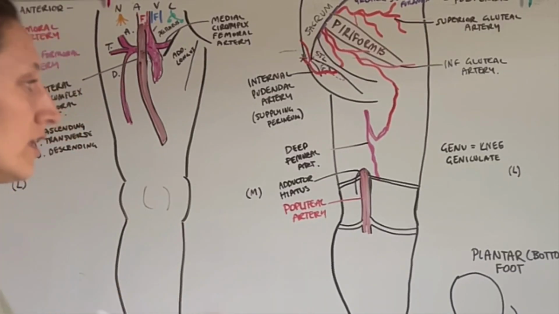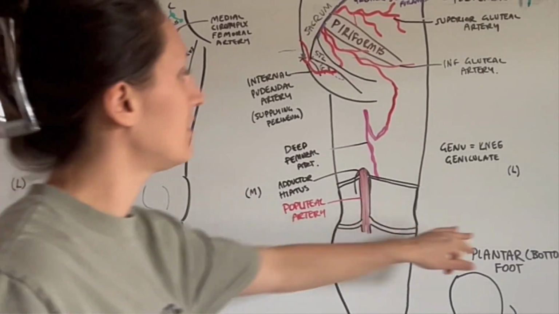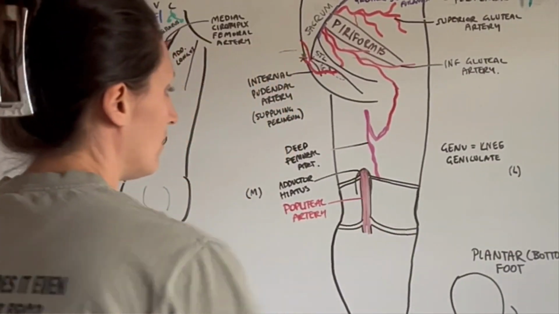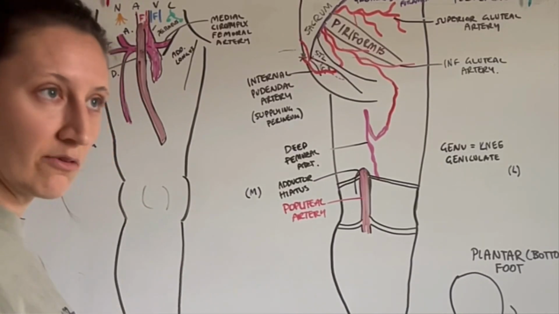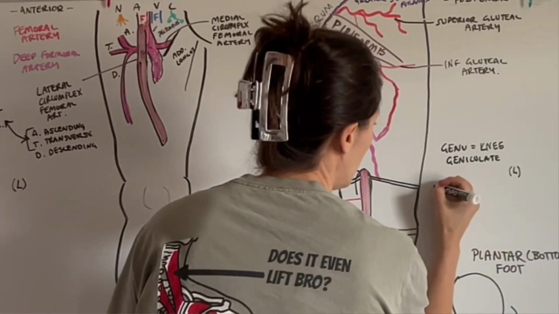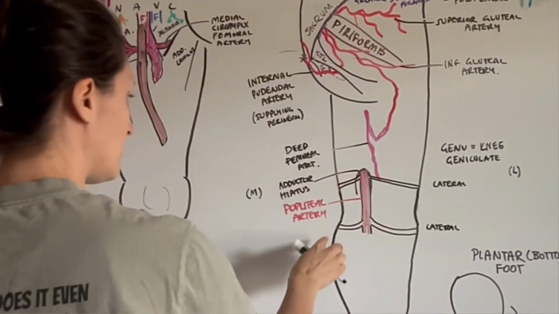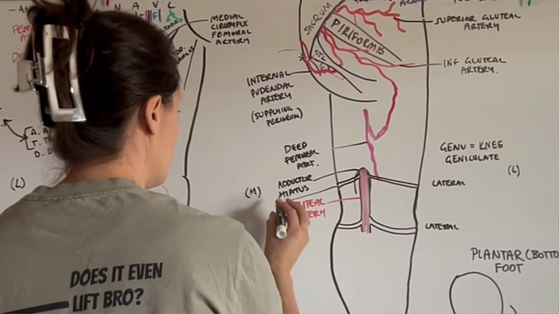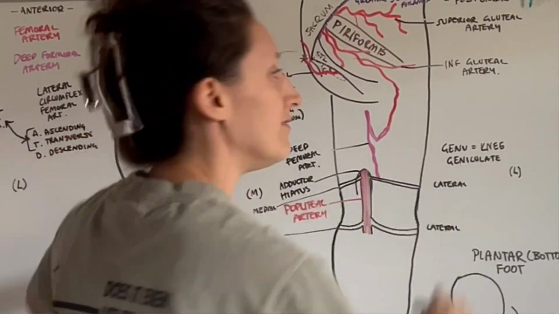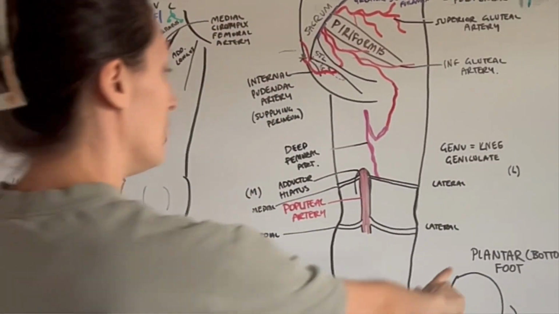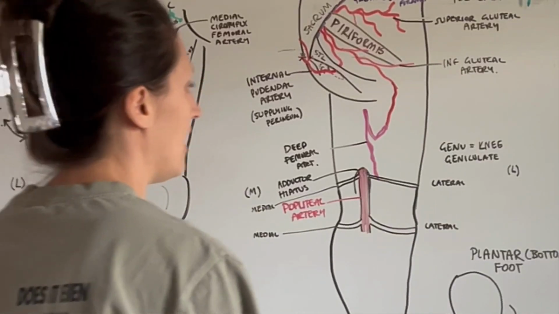Now we're going to talk location. Remember, this is medial and this is lateral. So these two are both lateral, for sure. They have lateral in the name. These two have medial in the name. The top two have superior in the name. The bottom two have inferior in the name.